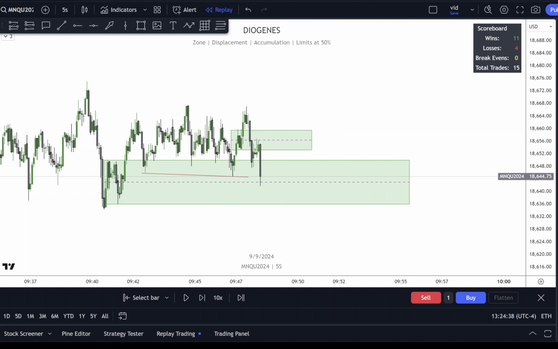The losses were easily avoidable if you ask me, but I take them for you to show you how some zones are not worth it. I wish you guys find value in this, and I'll see you guys later.